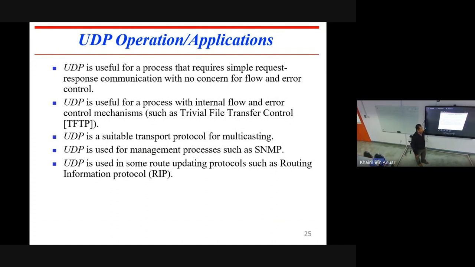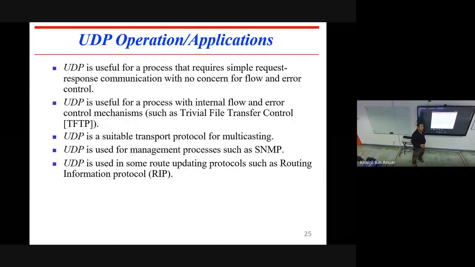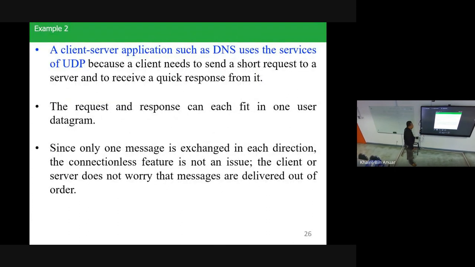Going on, UDP is useful for a process that requires simple request-response communication with no concern for flow and error control. So it's the simplest transmission, it doesn't want to be complicated. These are the things you can address with UDP. It's useful for processes with internal flow and error control mechanisms. UDP is a suitable transport protocol for multicasting. It's also useful for management such as SNMP, which is background signaling messages. And you can also use it for the routing information protocol, where it exchanges routing information as a background process. So that usually uses UDP.